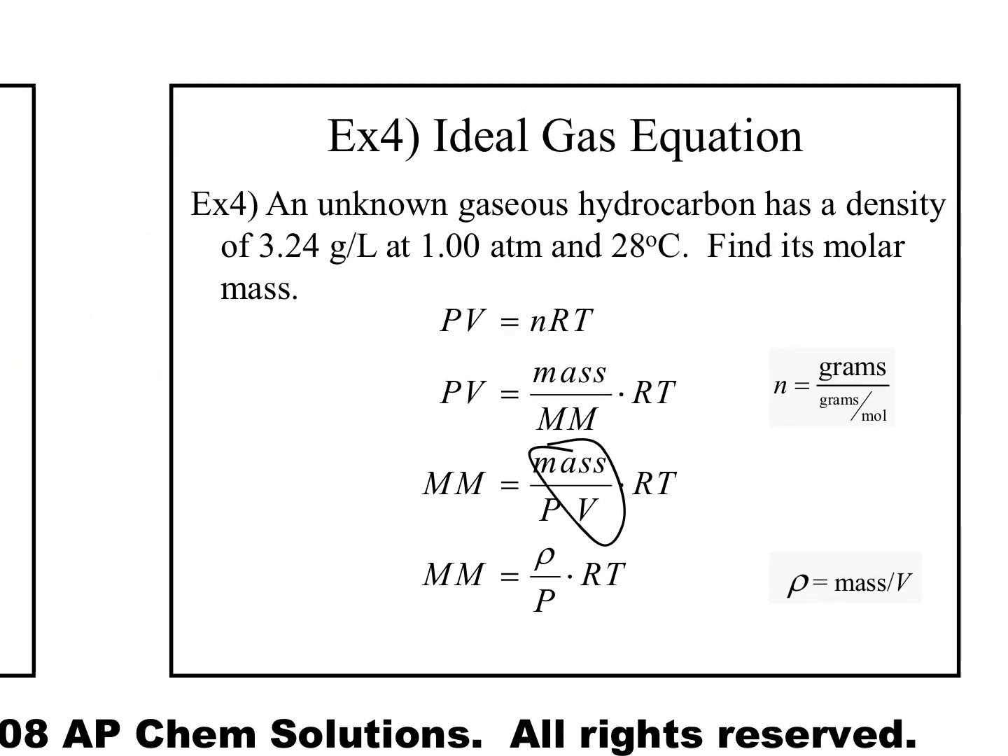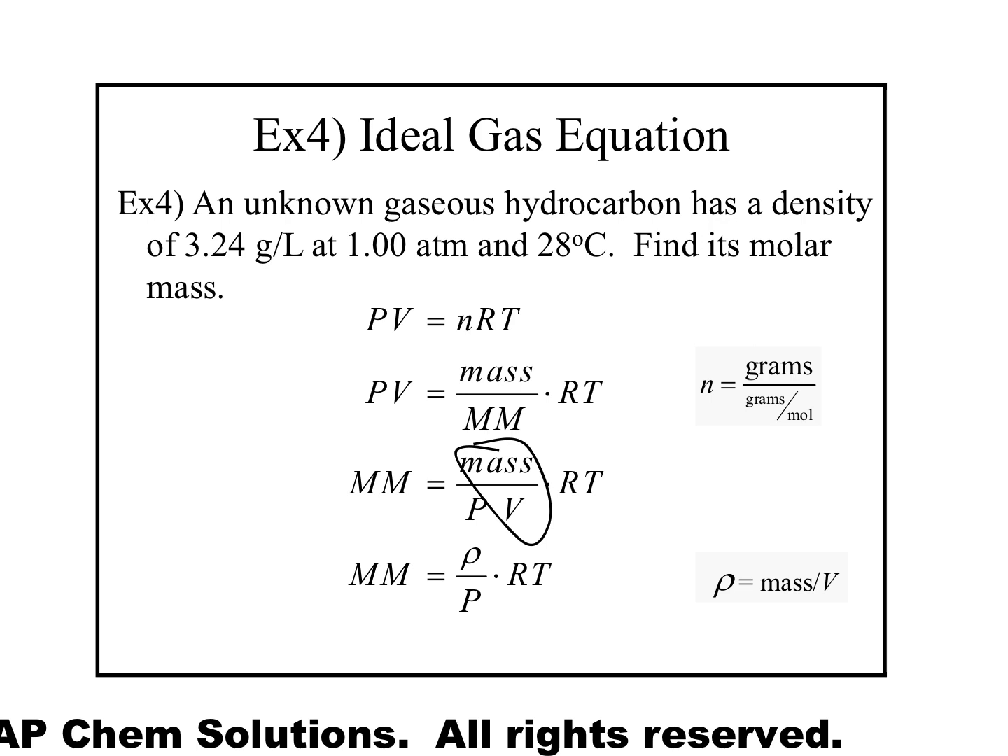So our next slide is going to talk a little bit more now about how we can use our ideal gas law here to find density. So an unknown gaseous hydrocarbon has a density of 3.24 grams per liter at 1 atmosphere and 28 degrees Celsius. Find its molar mass. So what we're going to do is manipulate this equation a little bit. So we know that n, our moles, is equal to grams divided by the molar mass.